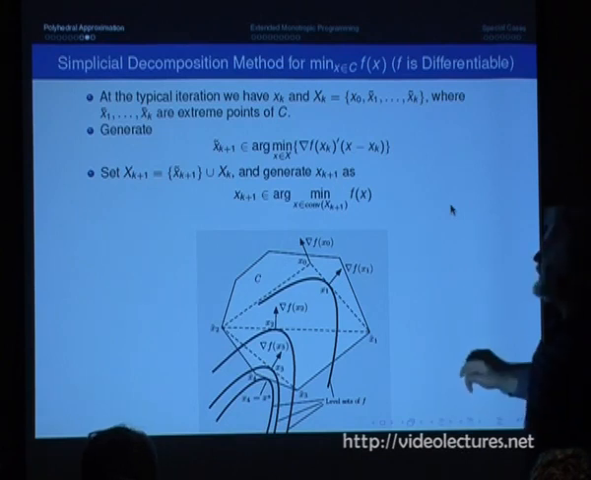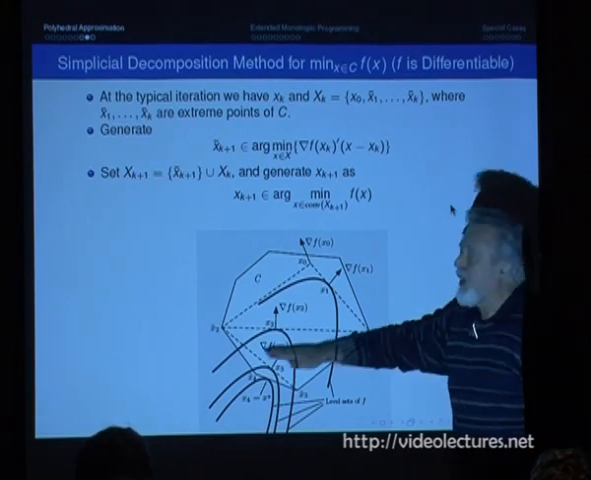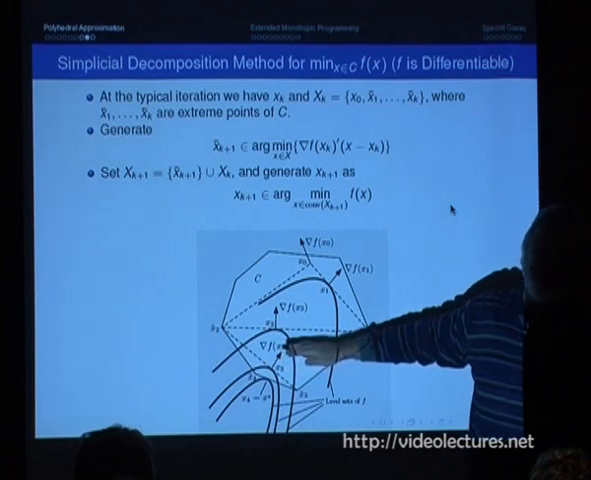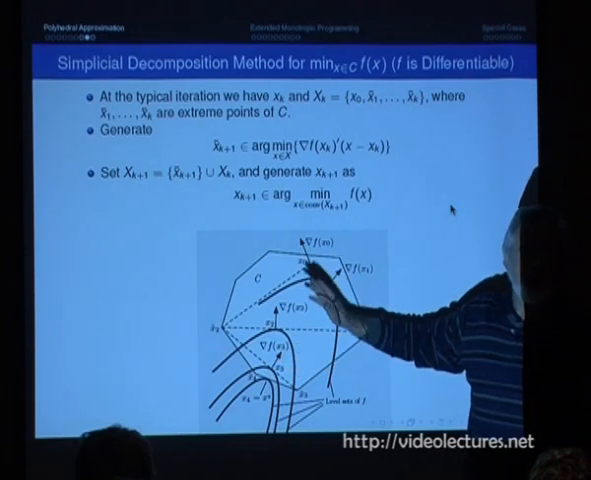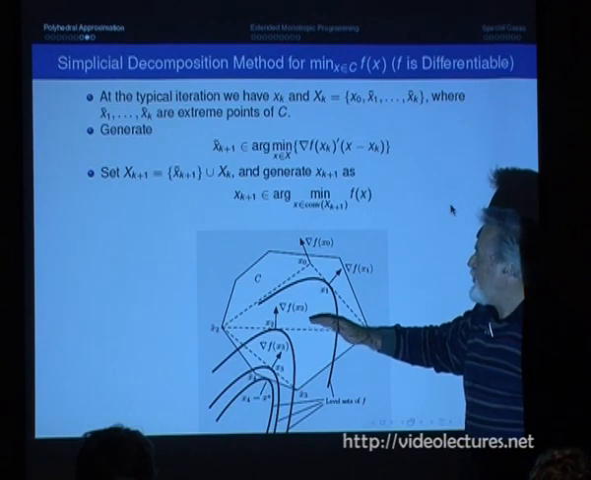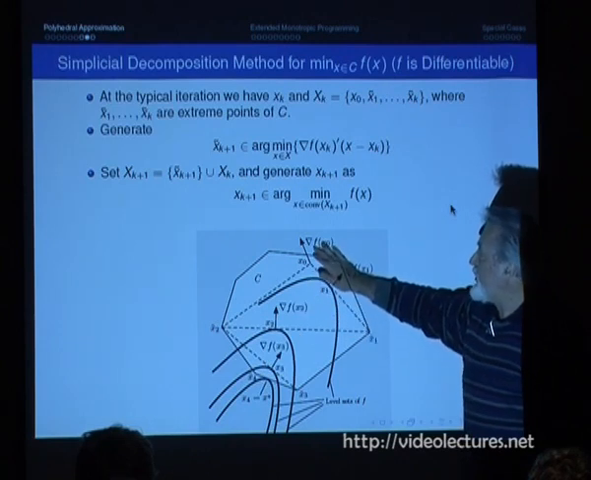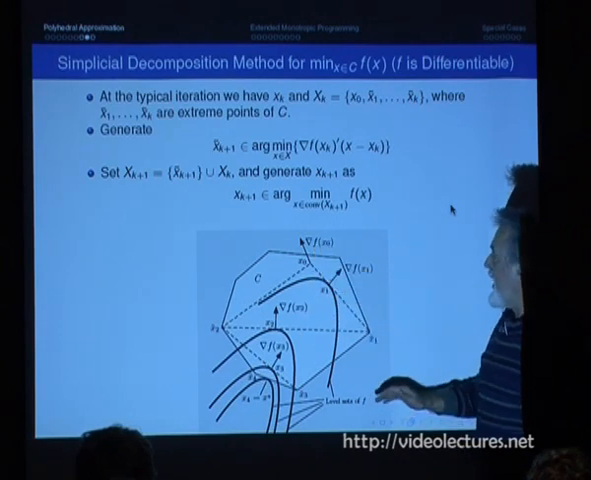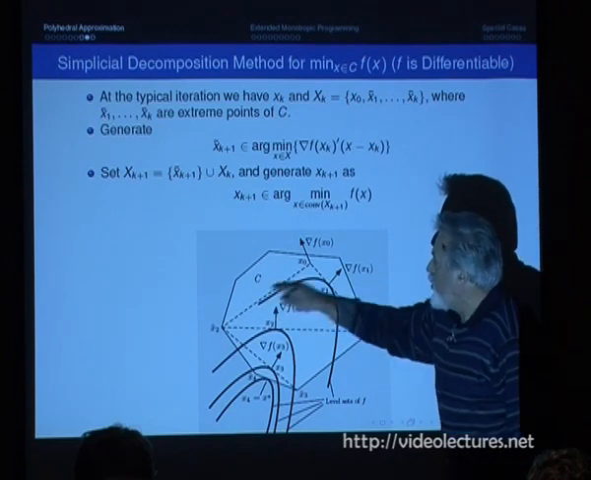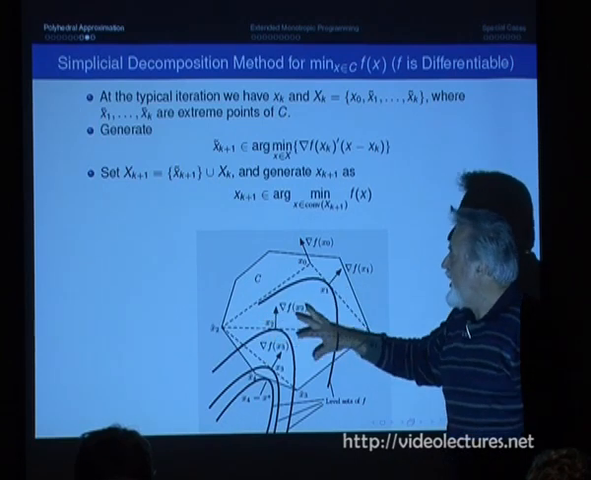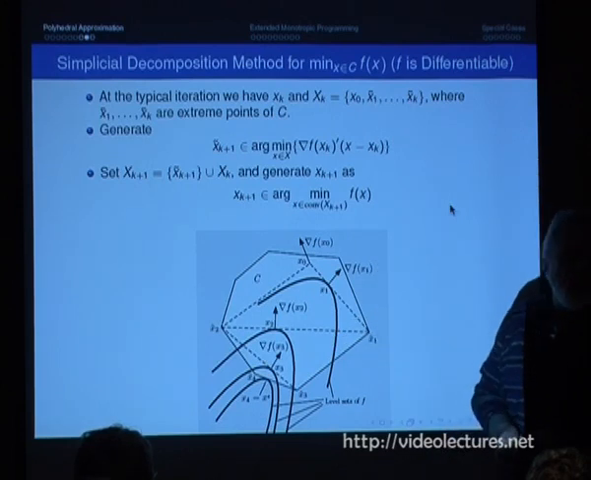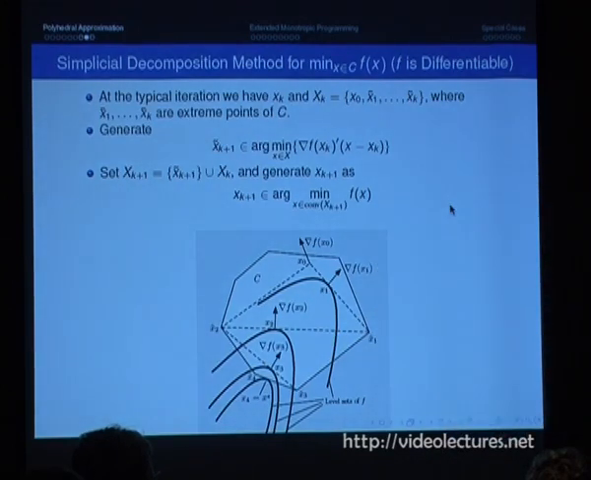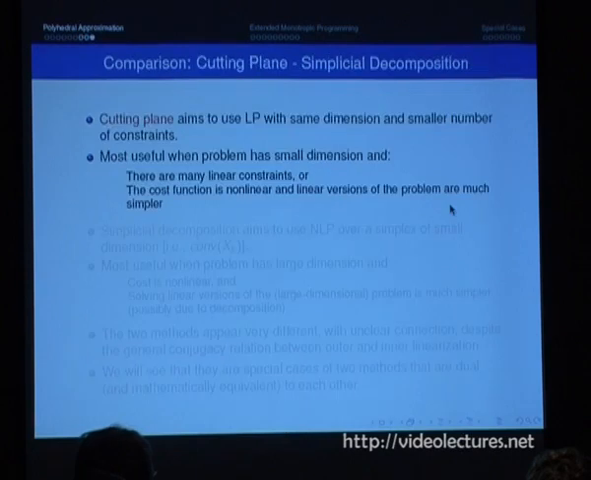Now, this method makes no sense if the function f is linear, okay? Because then it converges in one step. It makes sense only when f is a nonlinear function, but then by minimization over a convex hull of a small number of points, the problem becomes one of small dimension, and it can be solved by Newton-type methods, which are very fast. So let's try to compare them in brief: outer and inner linearization, cutting plane, simplicial decomposition.